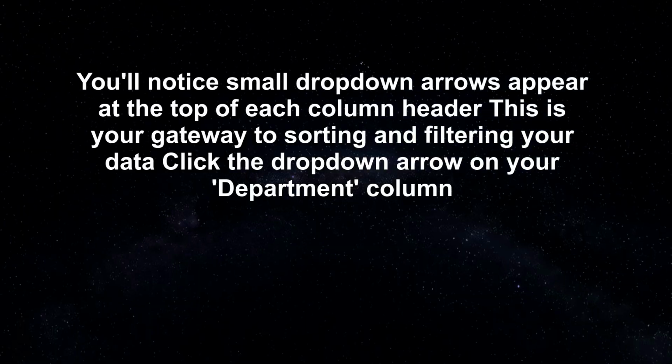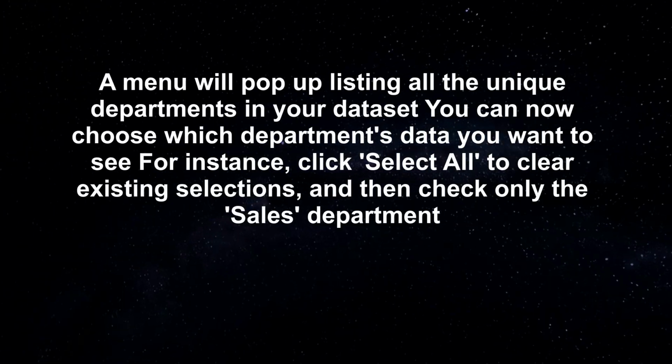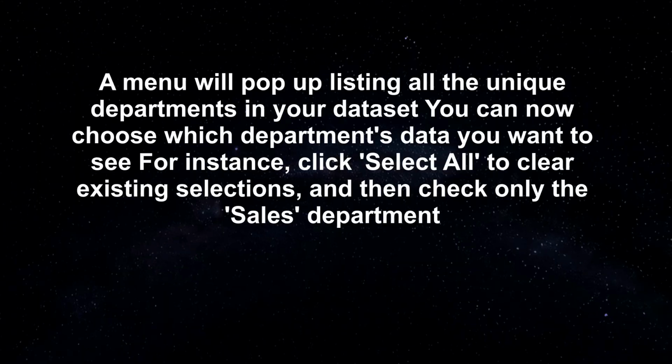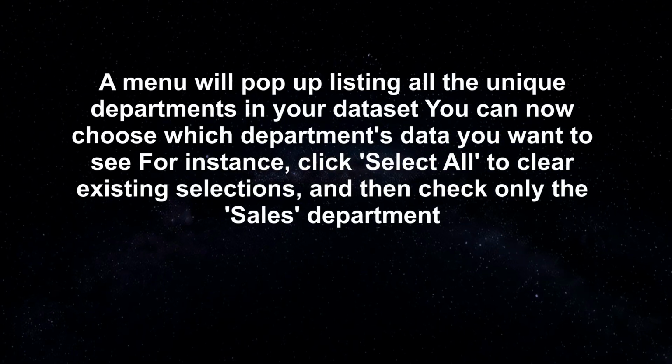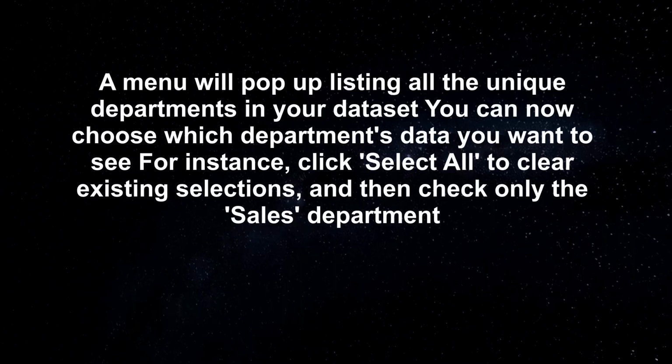Click the drop-down arrow on your department column. A menu will pop up listing all the unique departments in your dataset. You can now choose which department's data you want to see. For instance, click Select All to clear existing selections, and then check only the Sales department.